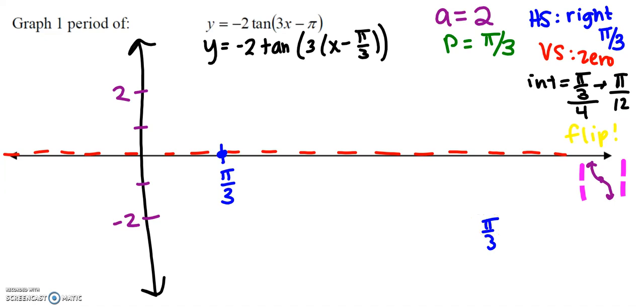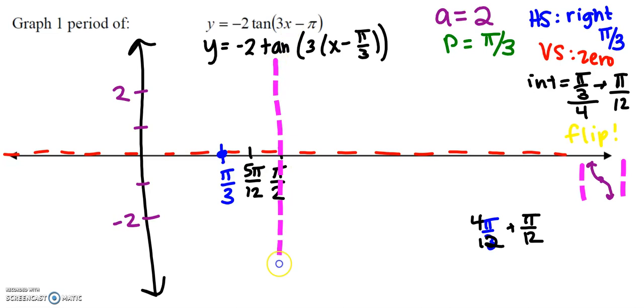And I now need to count an interval of pi over 12. Common denominator would say this is 4 pi over 12, plus pi over 12 is going to be 5 pi over 12. So then I should get 6 pi over 12, which is really just pi over 2, and I've hit a vertical asymptote.